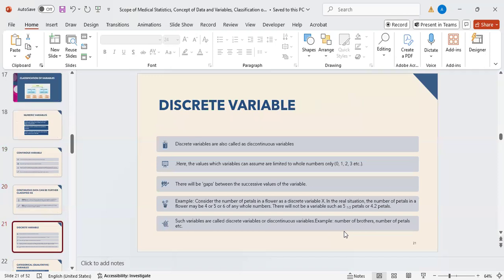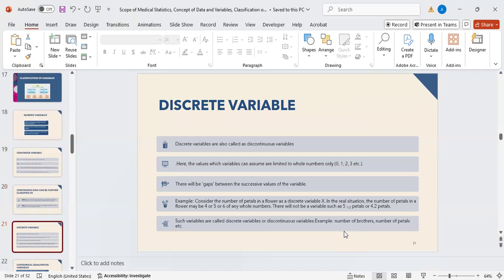Discrete variable. Discrete variables are also called discontinuous variables. Here the values which the variable can assume are limited to whole numbers only, for example 0, 1, 2, 3, and so on. And there will be a gap between the successive values of the variable.